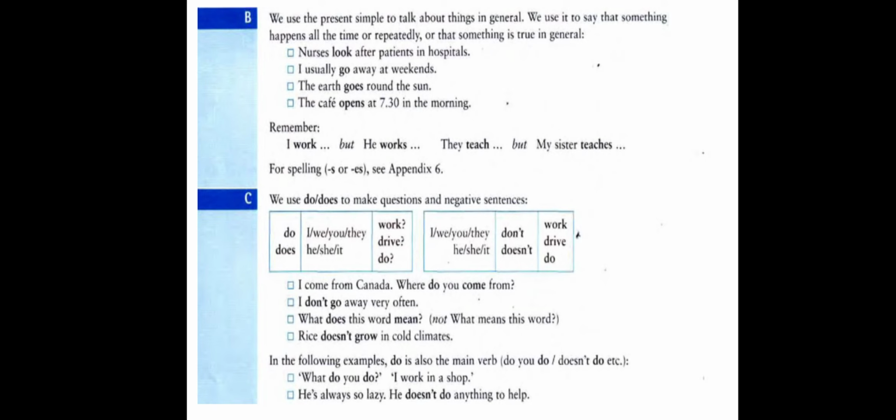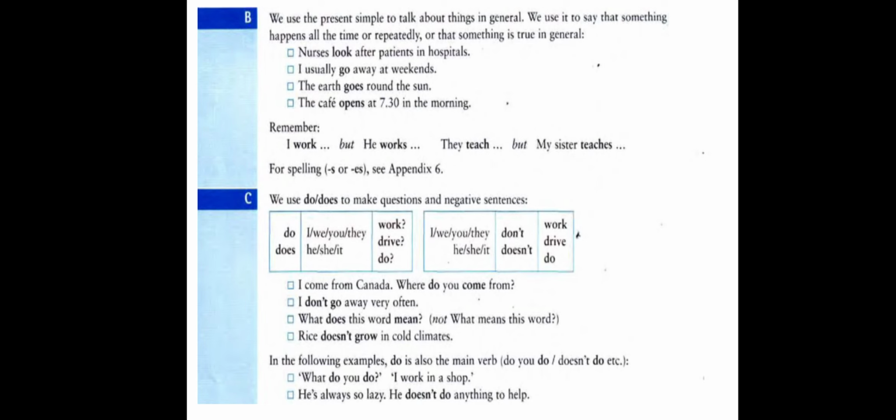In the following examples, do is also the main verb: do, does, doesn't do, etc. What do you do? I work in a shop. This is a question asked about the verb itself. So we replace the verb by do.